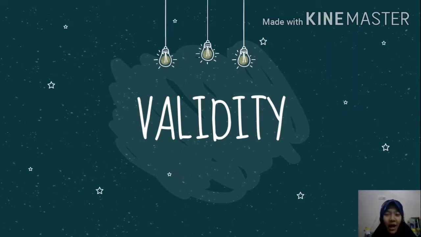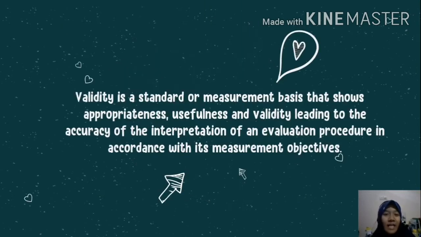And next, I will talk about validity. Validity is a standard or measurement basis that shows appropriateness, usefulness, and validity leading to the accuracy of the interpretation of an evaluation procedure in accordance with its measurement objective.